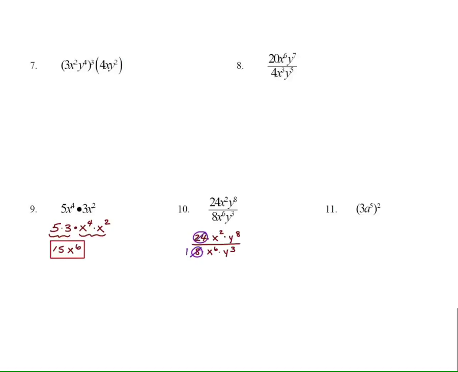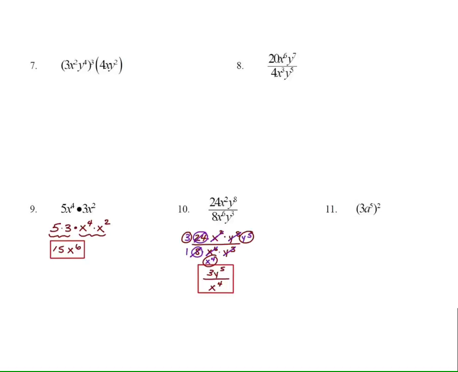So 24 and 8 reduce to 3 and 1, they both divide by 8. Then 2 x's in the top would reduce with 2 in the bottom, leaving 4 in the bottom. 3 y's in the bottom would take away 3 y's in the top, leaving 5 in the top. So if I look at what's left in the numerator and what's left in the denominator, I just have 3y to the 5th in the top and x to the 4th in the bottom, and that would be simplified.